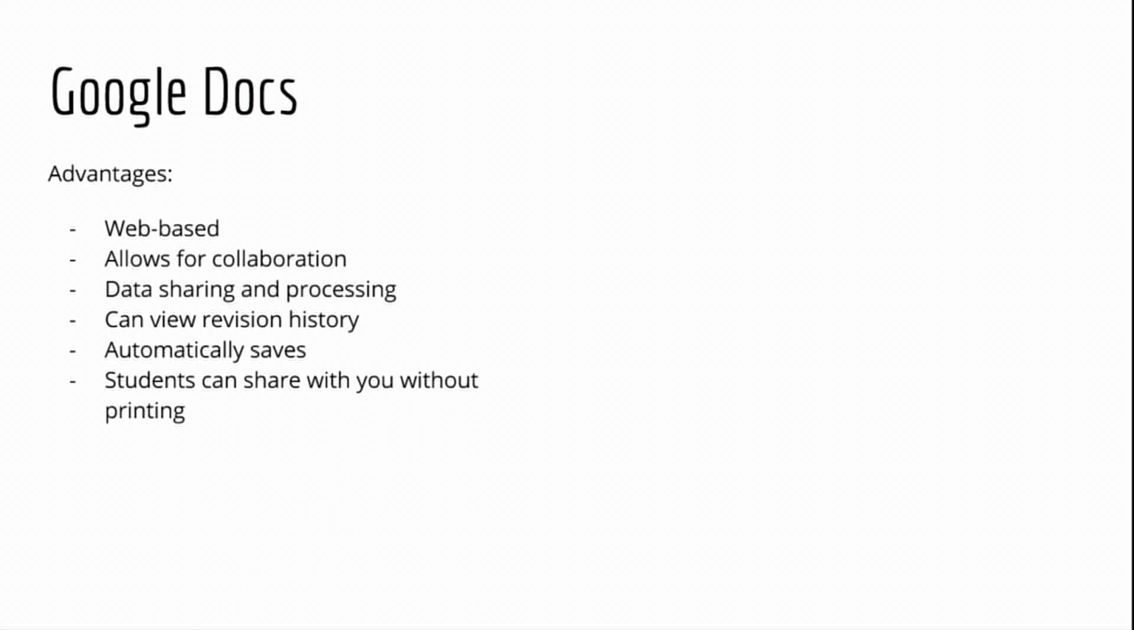So the data sharing and processing, I can review the revision history. This has been very beneficial when stuff has happened, and I have been doubtful of whose work it really was. One time I had a nasty comment pop up in a data sheet, and I was able to find out exactly who said that and when. Saves automatically. I don't have to worry about the student telling me that their whole computer blew up, and that's why they don't have it. And then they can share without printing, which, as I said, was my original motivation in this, was how do I go paperless in this environmental science?